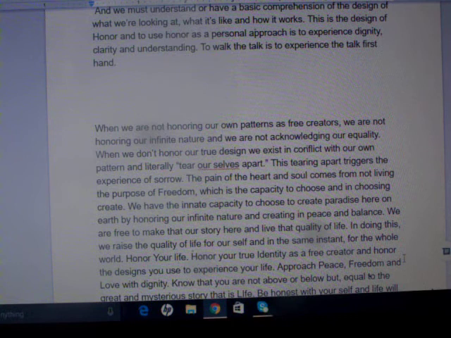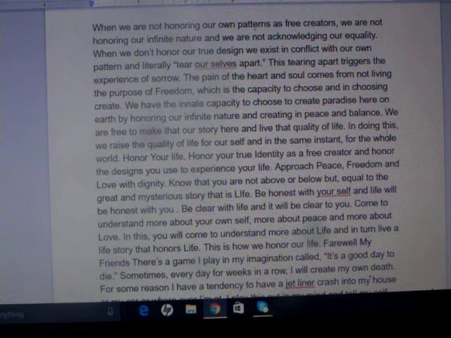This tearing apart triggers the experience of sorrow. The pain of the heart and soul comes from not living the purpose of freedom, which is the capacity to choose, and in choosing, create. We have the innate capacity to choose to create paradise here on earth by honoring our infinite nature and creating in peace and balance. We are free to make that our story here and live that quality of life. In doing this, we raise the quality of life for ourselves and at the same instant for the whole world.